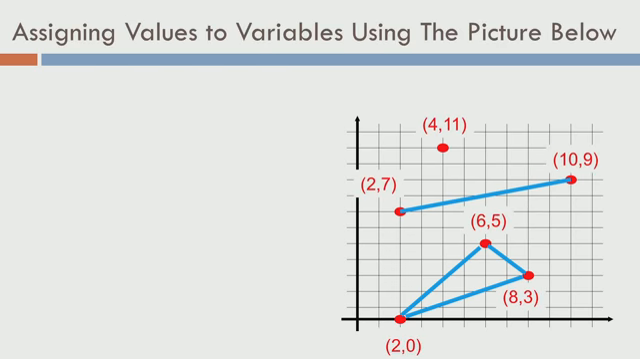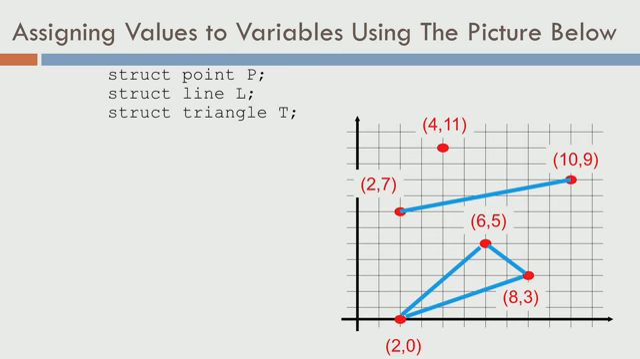So let us say I want to set up point P to have 4, 11, line L1 to have 2, 7 going to 10, 9, and a triangle with these 3 as coordinates. How do we do it? So this is how we do it. We first say that there is struct point P, we already have struct line L and struct triangle T. Let us assume that these declarations for P, L, T are already in place, and now we have variables P, L and T.